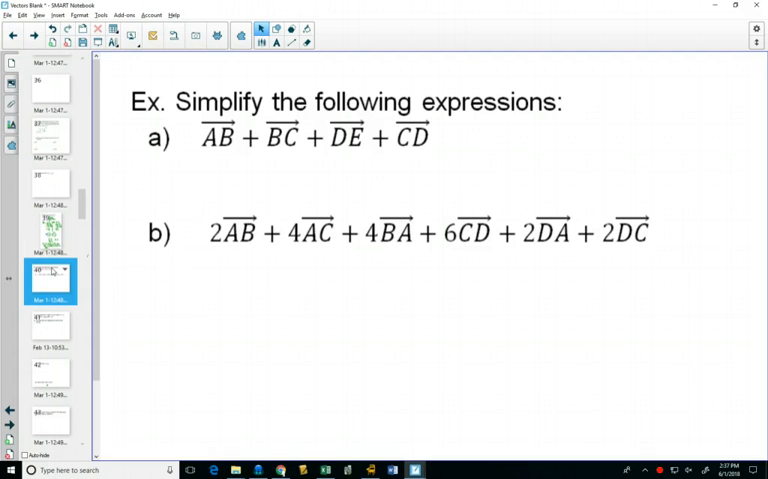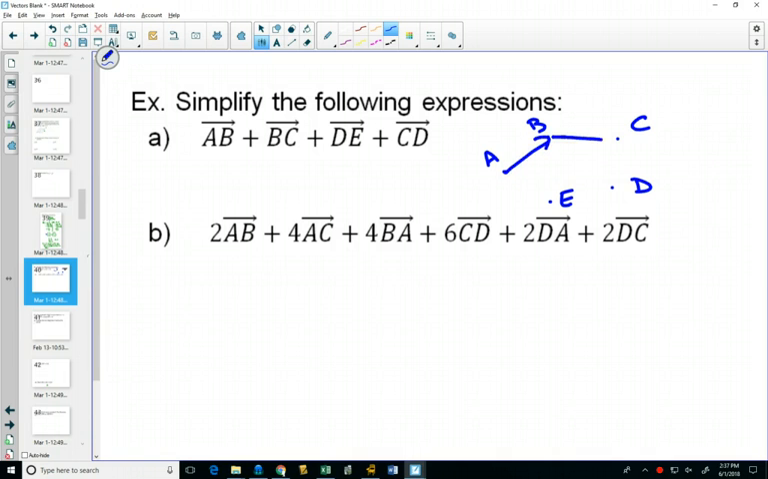So now we can imagine A, B, C, D, E as a bunch of points, and you want to go and add these vectors together. A to B, B to C, that's that vector, D to E, that's this vector, and C to D. Well, they all fit together, and from the diagram, this is a starting point, the only starting point that's left.